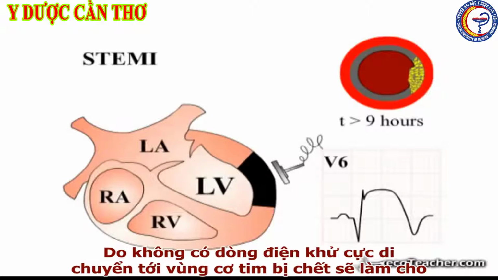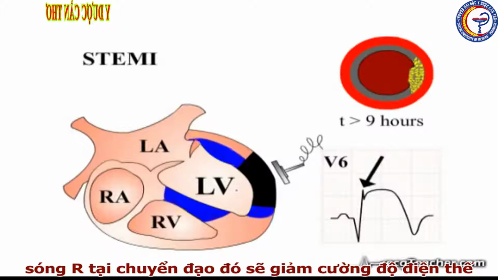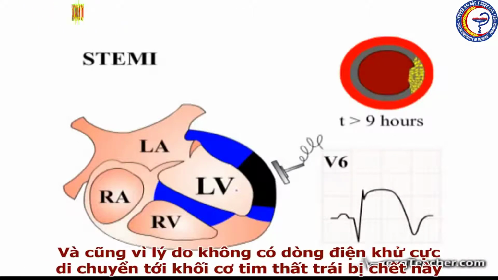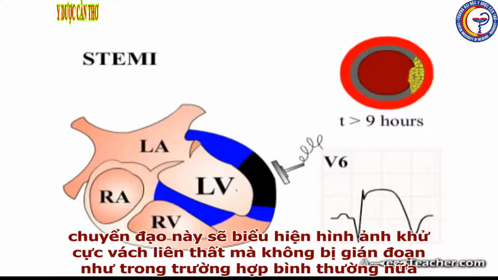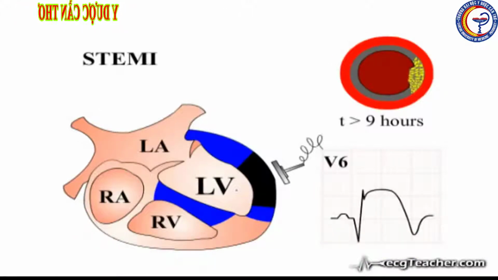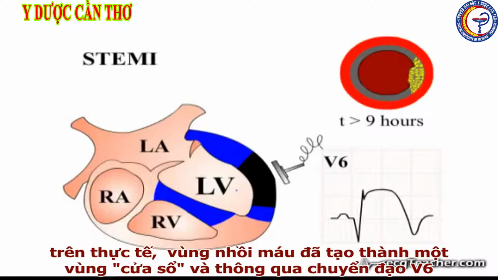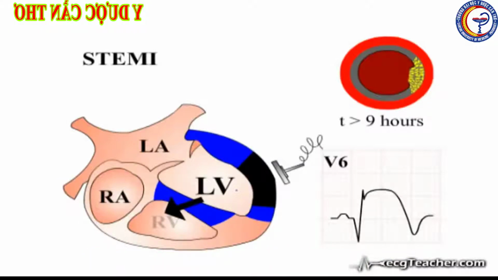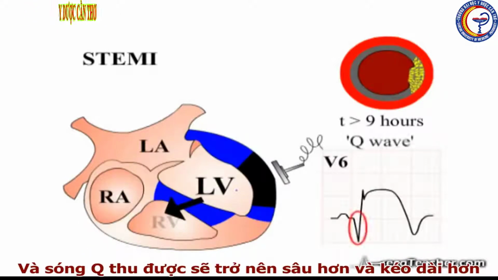Lack of depolarizing flow through the dead segment results in a reduction of R wave activity in the lead. And with no current travelling through the dead left ventricular muscle underneath it, the lead now has an uninterrupted view of septal depolarization. In effect, the infarct has created a window through which lead V6 can see the entire process of septal depolarization, and the recorded Q wave becomes deeper and more prolonged.